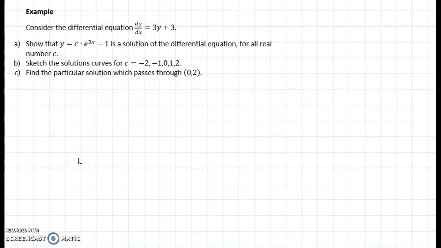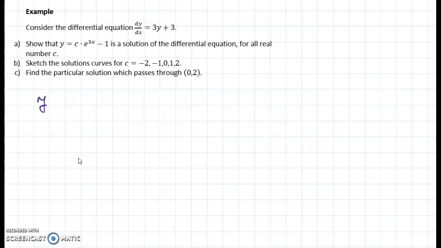Let's see one example. We consider the differential equation, the derivative of y with respect to x is equal to 3y plus 3. This is a differential equation, and it's a first order one. For part A of this example, we want to show that a given function is a solution of the differential equation. So what we're going to do is check that that function verifies the differential equation.